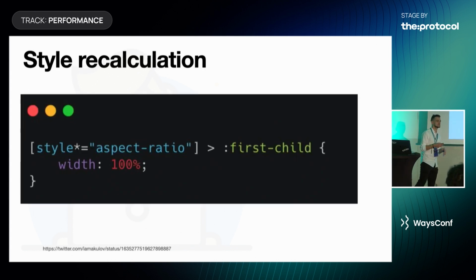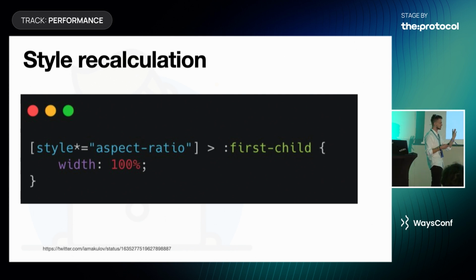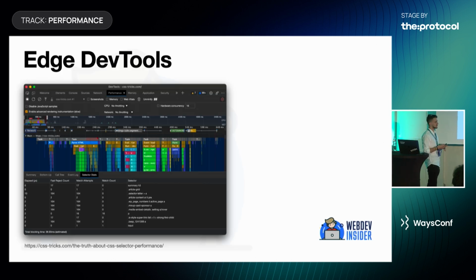And here's the answer. How we write the CSS is also really important in terms of interactions and how they perform. The browser had to go through all the elements where the style HTML attribute was added, and then try to match that CSS rule only to that one particular element. So watch out how you write the CSS, because it really matters when it comes to INP.